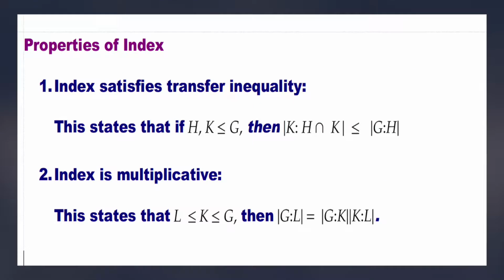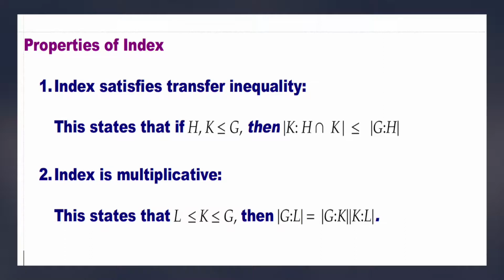Next one is properties of index. Index satisfies the transfer inequality. This states that if H and K are subgroups of G, then the index of H ∩ K in K is less than or equal to the index of H in G.